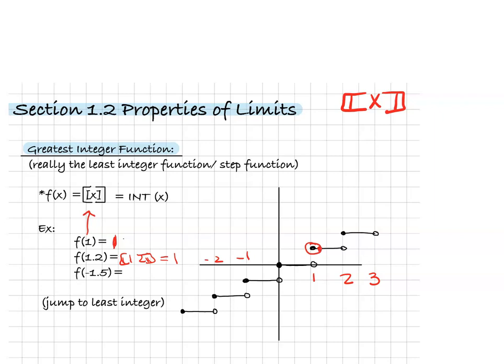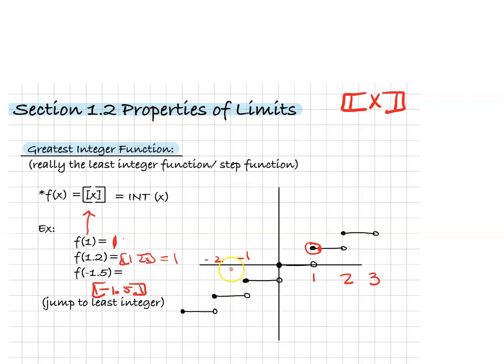Now it's those negative decimals that normally get students, negative 1.5. When you plug it in, you get negative 1.5 in that double bracket. And you say, is that an integer? No. So round down to the least integer, or the greatest integer less than or equal to. That's why they call it a greatest integer function. And the greatest integer less than or equal to it would actually be negative 2.